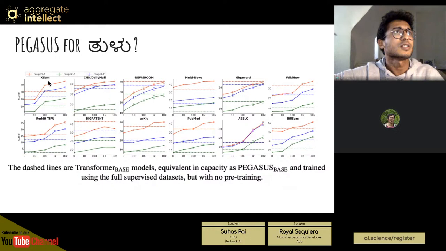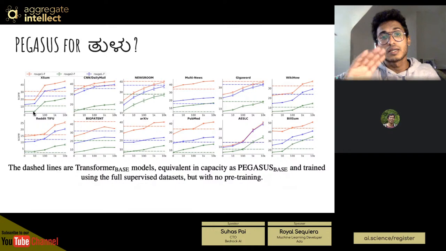The solid lines are the Pegasus large model fine-tuned on either zero samples, which is zero shot, or 10 samples, 100, 1K, and 10K. What we see here is very interesting, and it's consistent for all 12 data sets: with just 1K samples, the Pegasus large models perform as well as or better than a transformer-based model that has had full supervision. It's really amazing, I think.